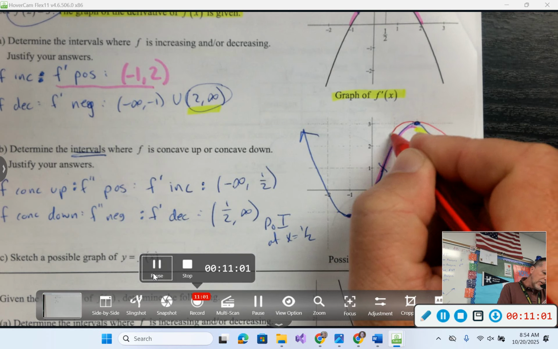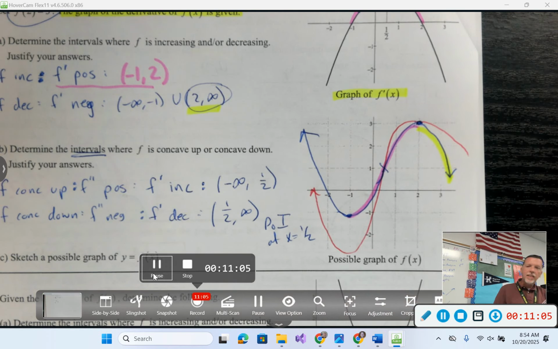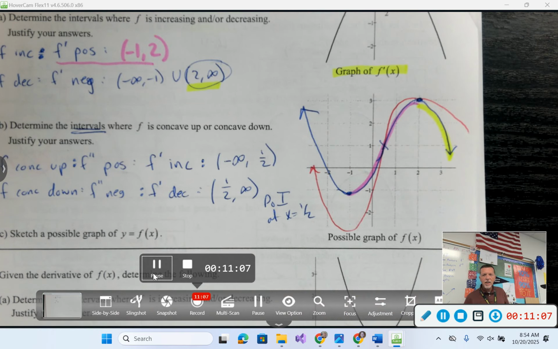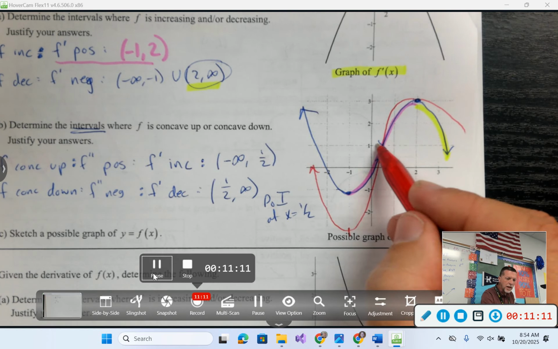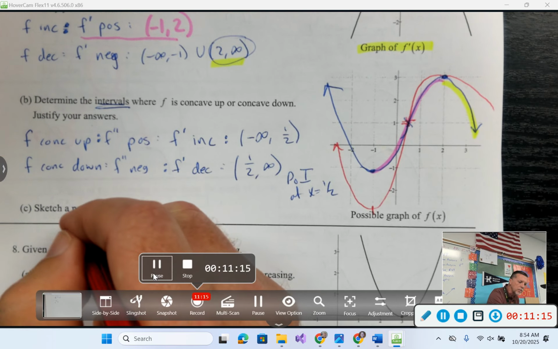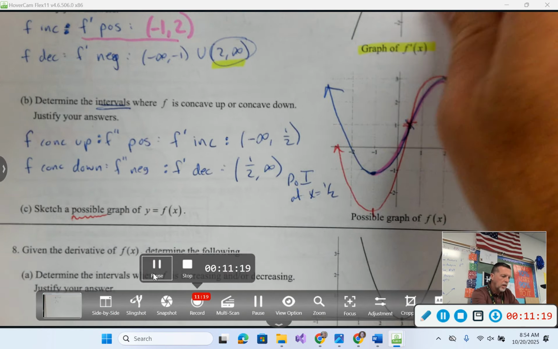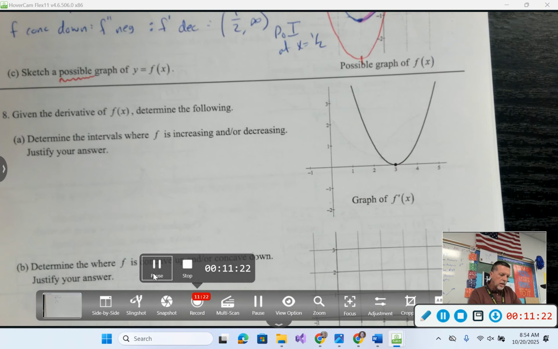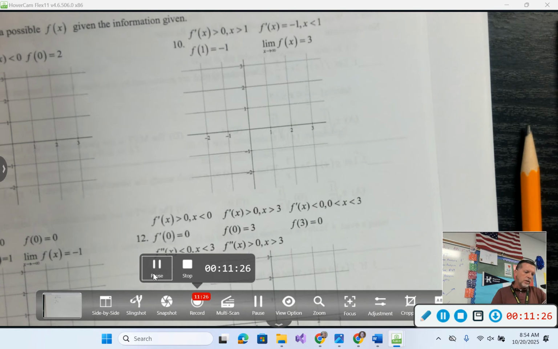So our graph could have looked like that, and that would still be okay because it still has the minimum and the maximum and the point of inflection at the same spot. So that possible graph is what's maybe a little bit tricky. Number 8 is the same thing as number 7, so I'll leave that one for you to do.